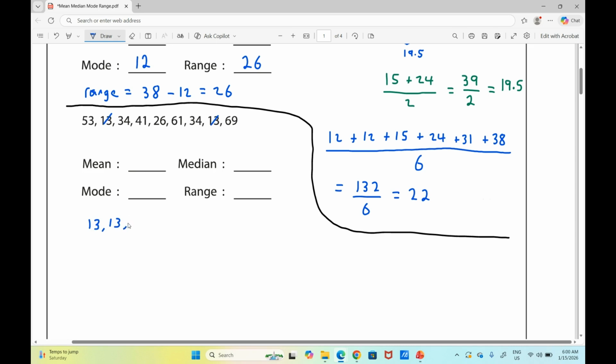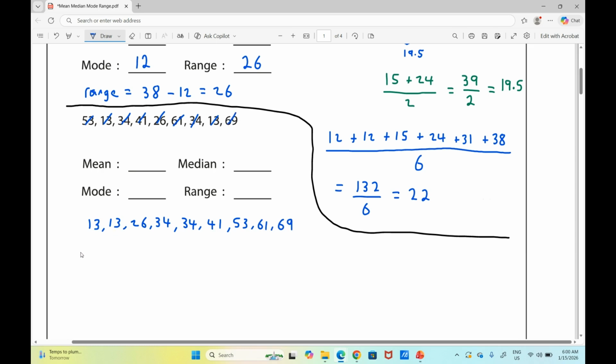The next smallest number looks to be 26. I cross it out, I write it down. And the next one is 34. And then 34 again. And then it's going to be 41. Then it's going to be 53. Then 61. Then it's going to be 69.